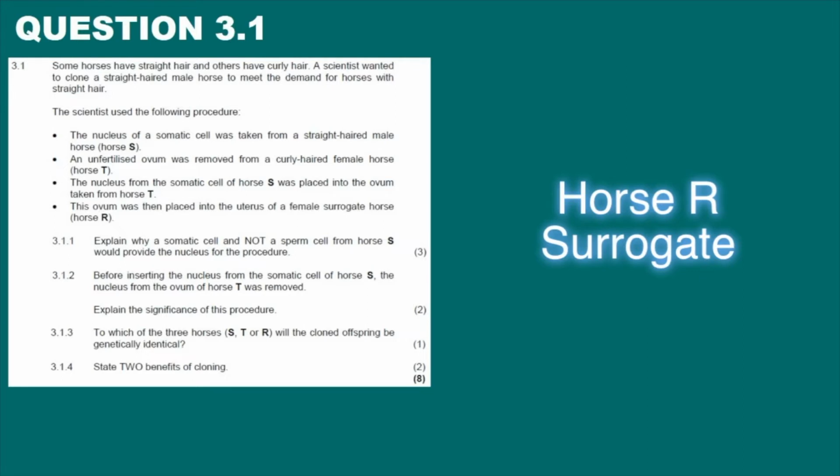So we had horse S, which was the male straight-haired horse, then horse T, which is the curly-haired female horse, and then horse R, which is the surrogate. So this will be the horse that will carry the foal.